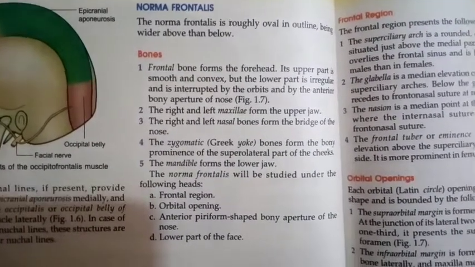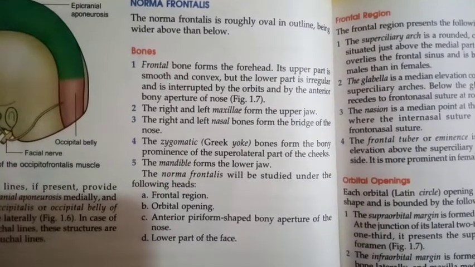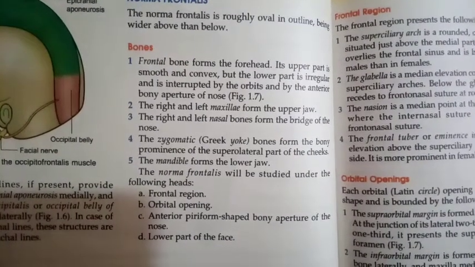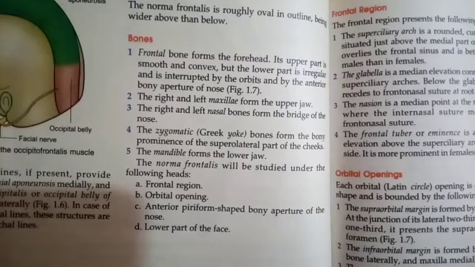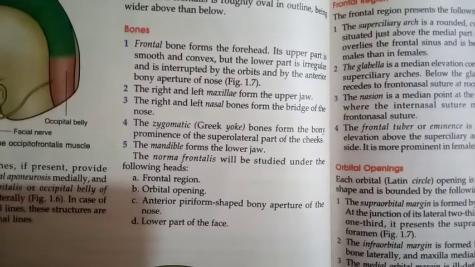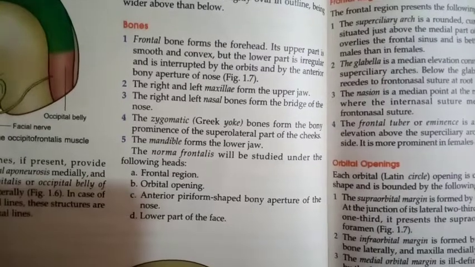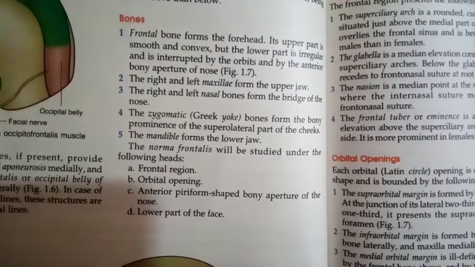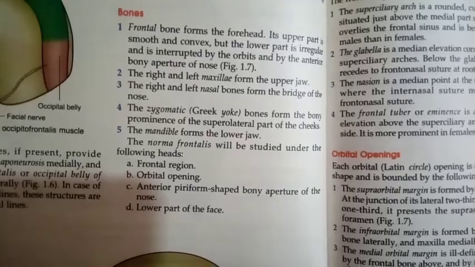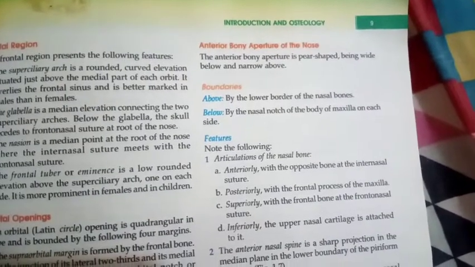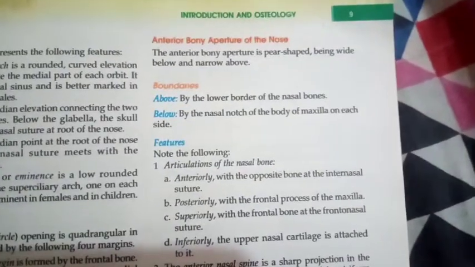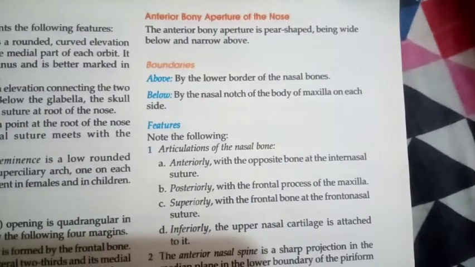First of all, the Norma frontalis is roughly oval in outline, being wider above than below. The bones involved are the frontal bone, left maxilla, right and left nasal bones, zygomatic bone, and mandible. The regions are the frontal region, orbital opening, the anterior piriform-shaped bony aperture of the nose, and the lower part of the face. Then we can see here the details of the frontal region, the orbital openings, as well as the anterior bony aperture of the nose. The anterior bony aperture is pear-shaped, being wide below and narrow above.